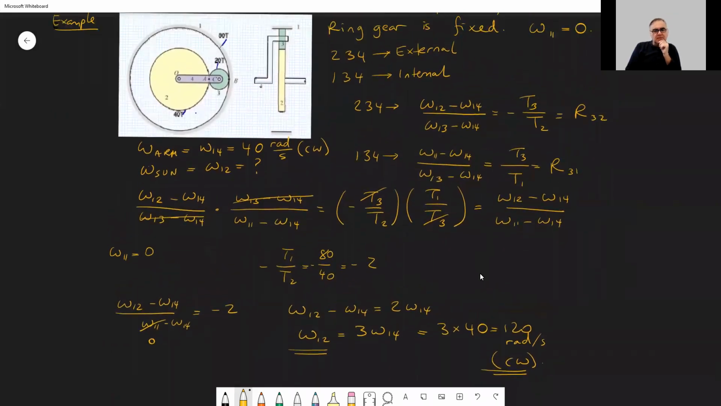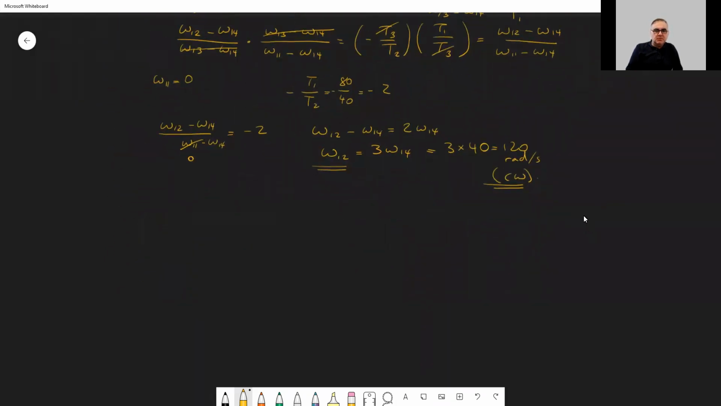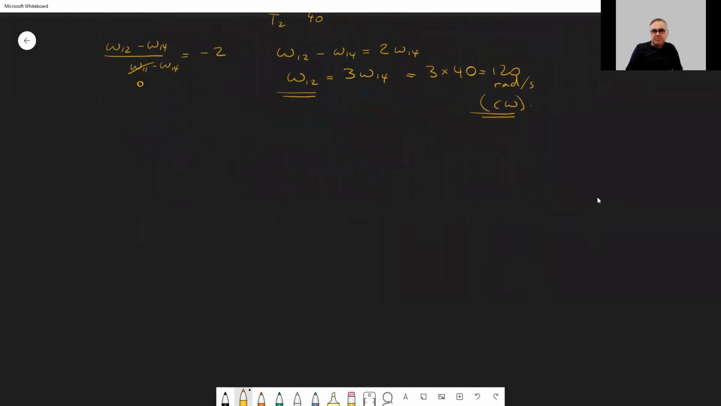And we find that, as we did last time, the arm velocity is given. And from there, we find that the angular velocity of the sun gear is, for example, 120 radians per second. So this is where we had stopped the last time. Okay, let's continue from here.